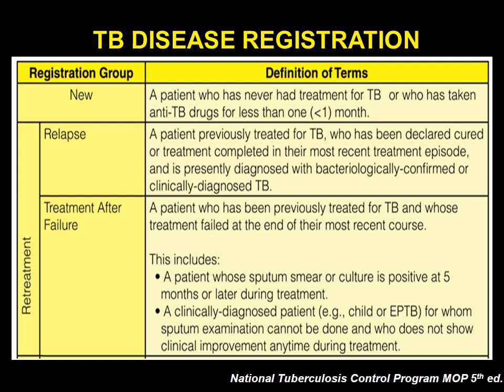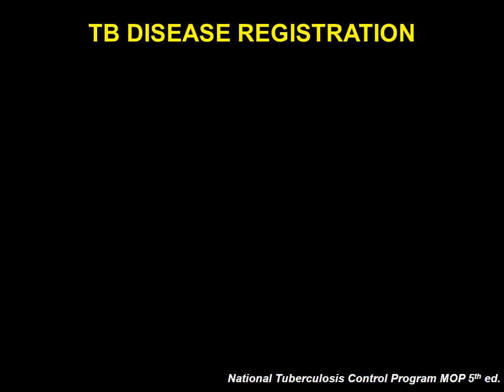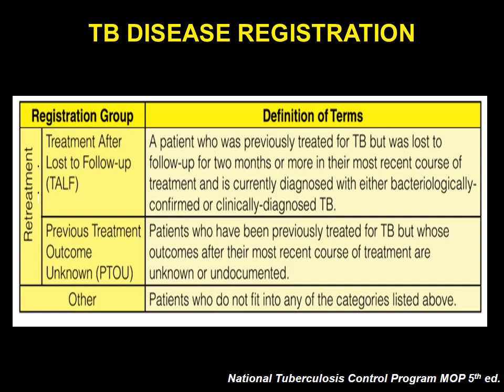Treatment after failure includes patients whose DSSM is positive at 5th month of therapy and those who do not show clinical improvement anytime during treatment. Treatment after loss to follow-up are patients who are lost to follow-up for 2 months or more. Previous treatment outcome unknown. Outcome of the treatment is unknown or undocumented. Others, if person does not fit into any category cited.